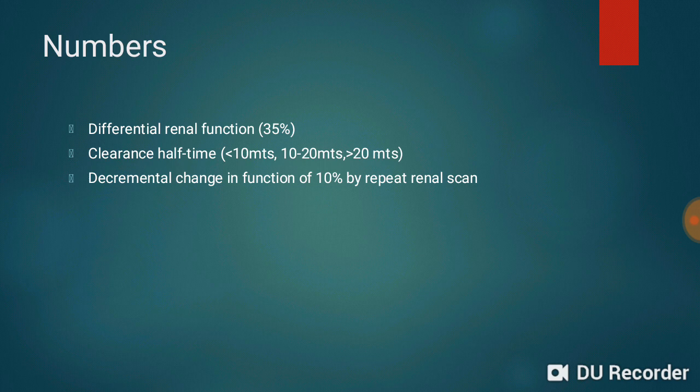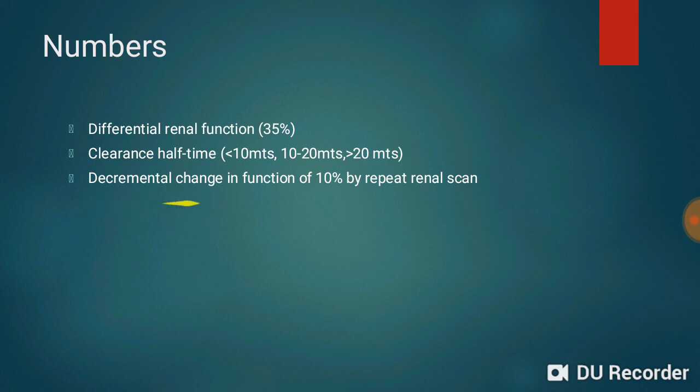So if the differential renal function is less than 35% in one kidney, it is significant. Then we have to look for the clearance half time. If the clearance half time is less than 10 minutes, it is normal. If it is 10 to 20 minutes, it needs more workup or follow-up, or it is equivocal. Or if it is more than 20 minutes, it is a clear-cut pelviureteric junction obstruction.